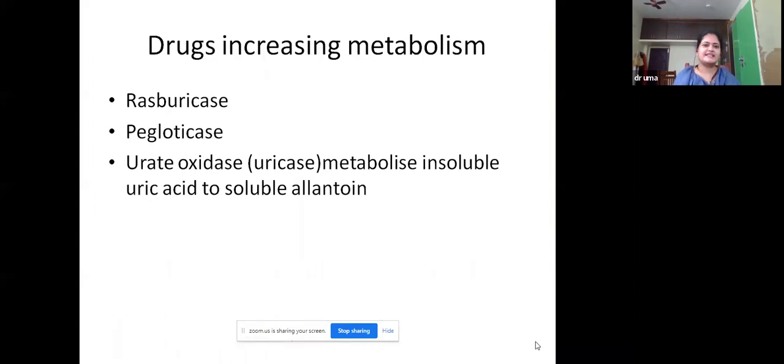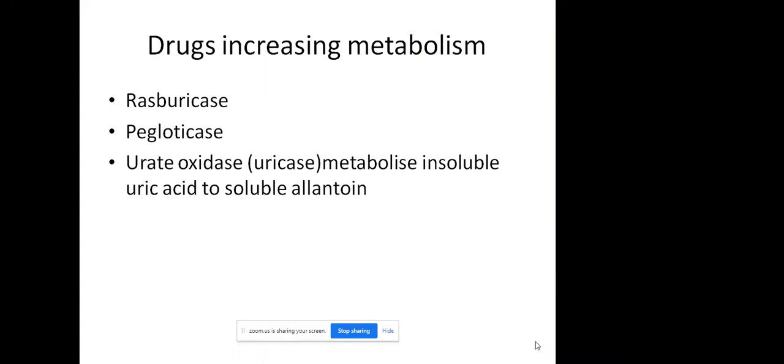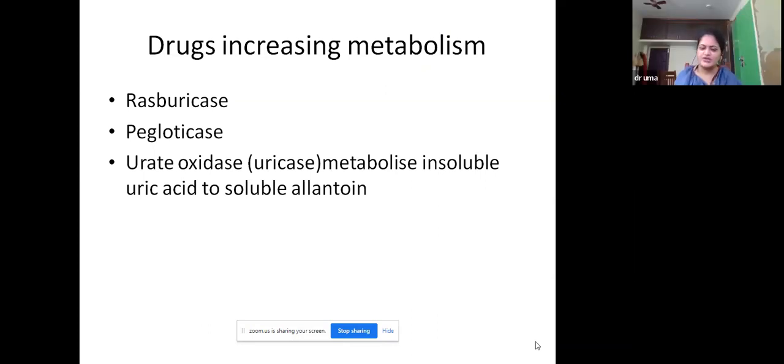And the drugs increasing the metabolism. Uricase, that is urate oxidase, metabolizes the insoluble uric acid to soluble allantoin. So rasburicase and pegloticase are the drugs which increase the metabolism and cause the excretion of uric acid. Pegloticase is a pegylated compound, so it is long acting. So these are the drugs used for gout.